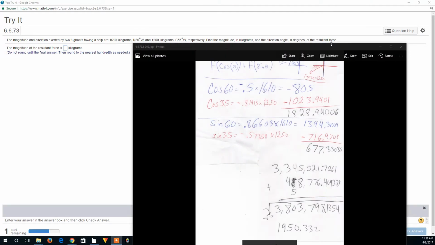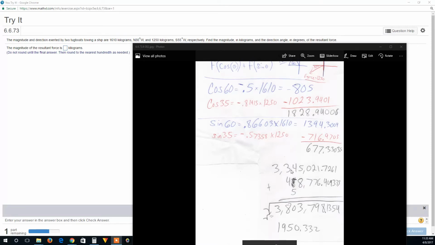Here are those combined totals, negative 805 and negative 1023. This should have been a negative 1828. Of course, we're about to square it, so it really doesn't matter. It would matter if we were going to use cosine for the degree, but I like to use sine. My sine is accurate, positive 1394 and negative 716 is 677 point, and I even want an extra decimal here because I know I'm going to use this later and it has to be accurate, 0.33035.